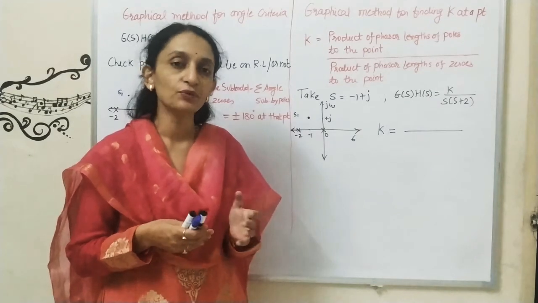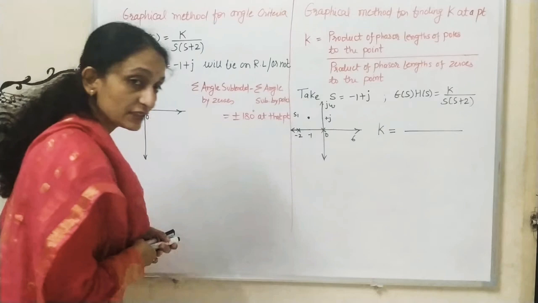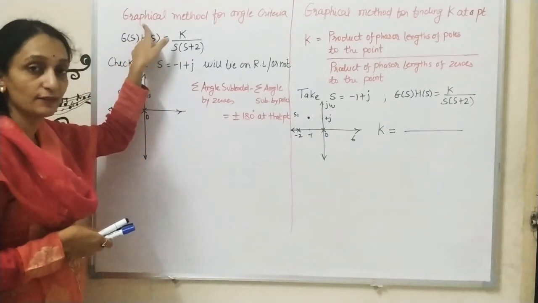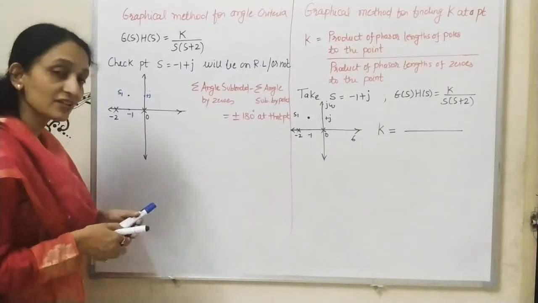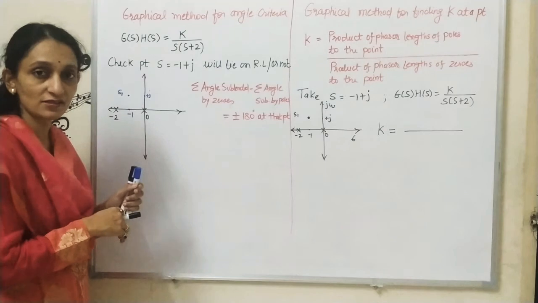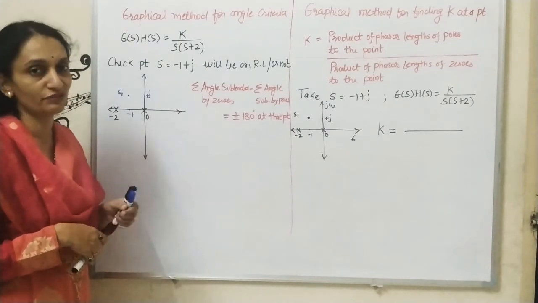So that we have calculated analytically. Now we will see the method to calculate angle criteria using the graphical method. We will take the same example that we have taken for the analytical purpose, so that we can cross verify whether we are getting the same answer or a different answer.